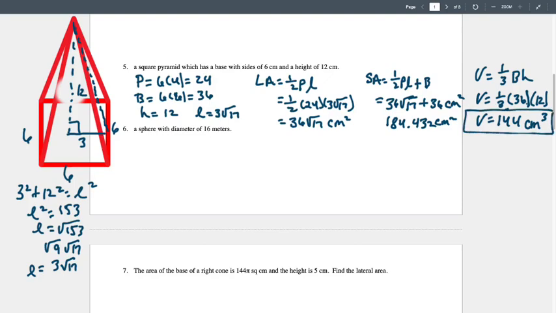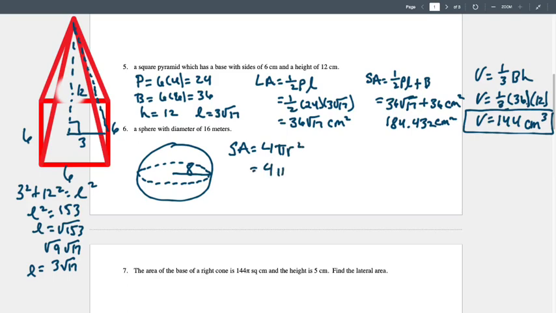All right. Number 6, we have a sphere with a diameter of 16, which means my radius is 8. Now it asks me to find, I don't have a lateral area because there's no base. I just have the total surface area, which is 4 pi r squared. So that's 4 times pi times 8 squared. 64 times 4 is 256 with that pi attached, and my units are meters squared. So that's my total surface area.